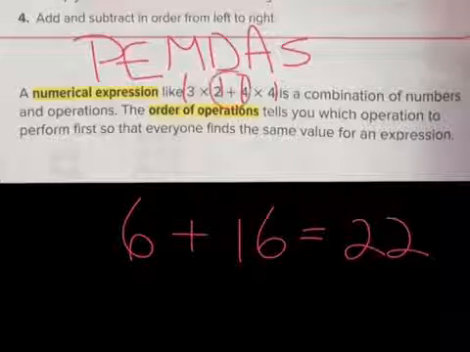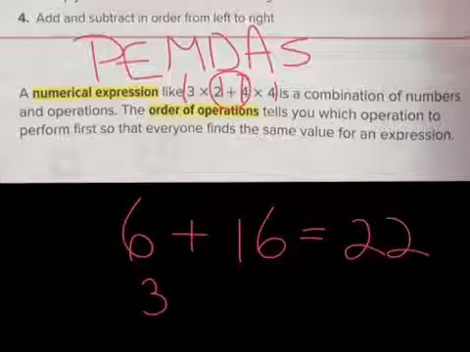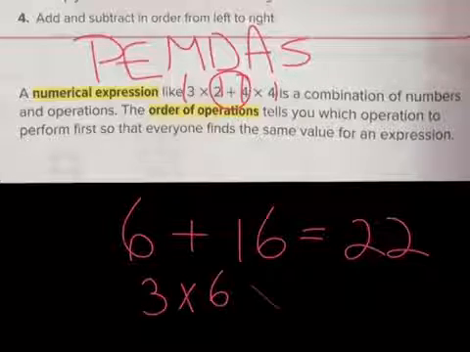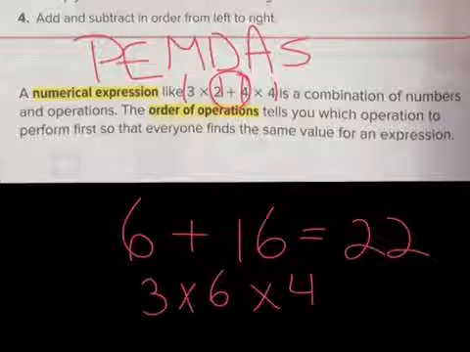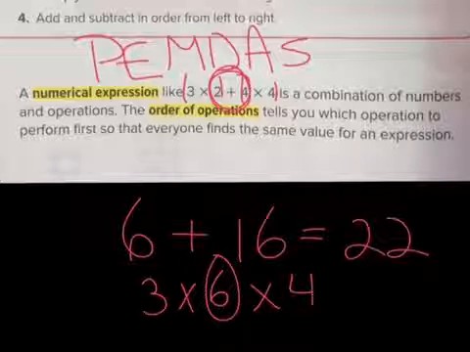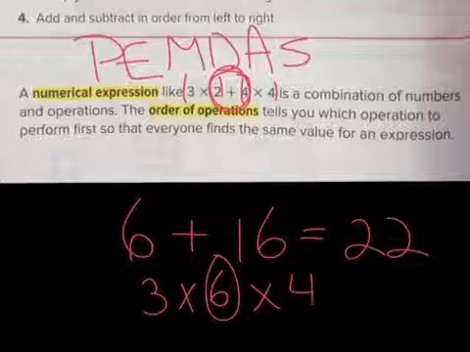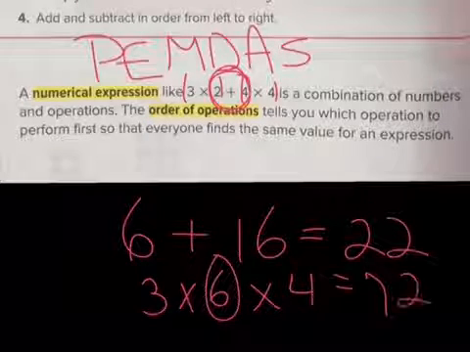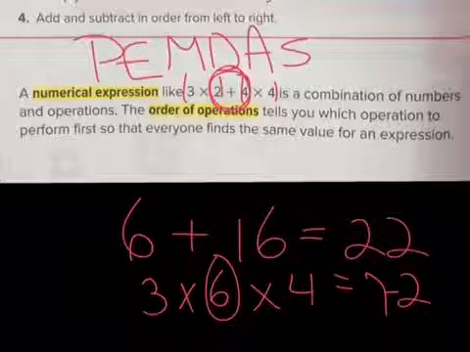But what if you add first? What if you did 2 plus 4 equals 6? So now you have 3 times 6 times 4. Let's say you added those two and you got this 6 right there. So that would give you 18, and 18 times 4, I believe, would give you 72. So it doesn't work. If you were to add first, it would be wrong because you would get a different answer.